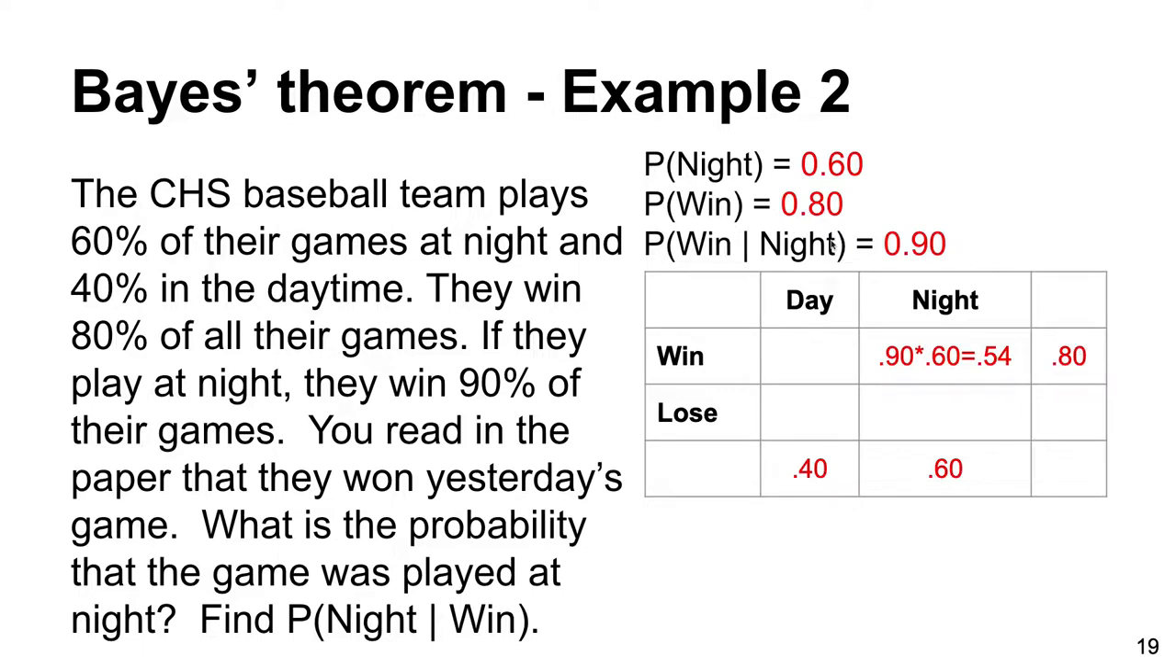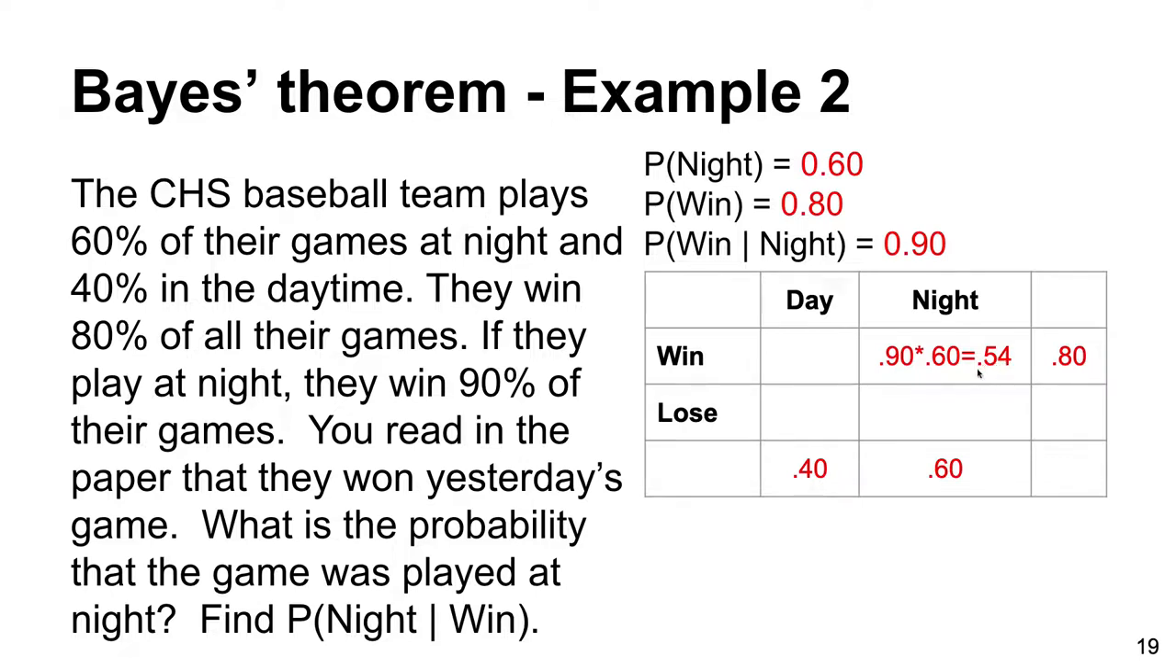Okay, so then we get to this equation right here. This is where it gets a little tricky. What is the probability of winning given that they played at night? Given that they played at night means that we are in this column right here. We are looking at the 60% of games that are at night. Well, if they win 90% of those games, then I have to take 90% of that 60, and that leaves me with 54 right there.